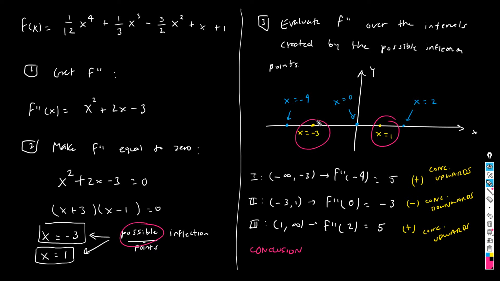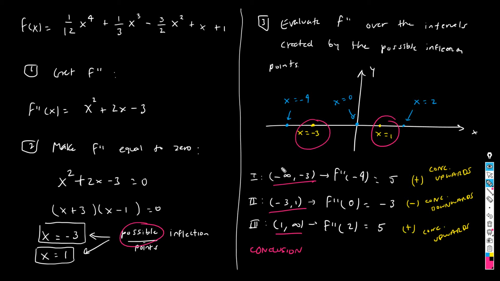Why? Because they signal a change in concavity as demonstrated here. The change in concavity of my function. It goes from concave upwards to concave downwards to concave upwards again. And that's it. My function is concave upwards over this interval, concave downwards over this interval, and upwards again over this interval. And these 2 points were in fact inflection points. And that was the whole purpose of this task, getting that information.